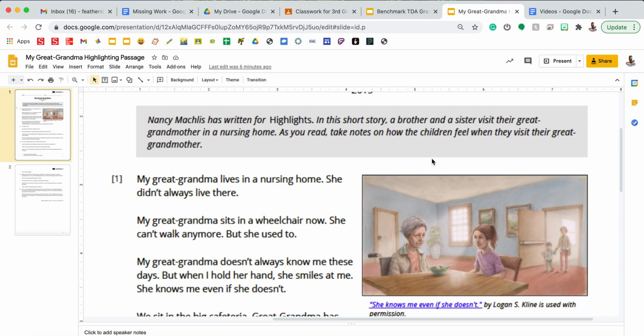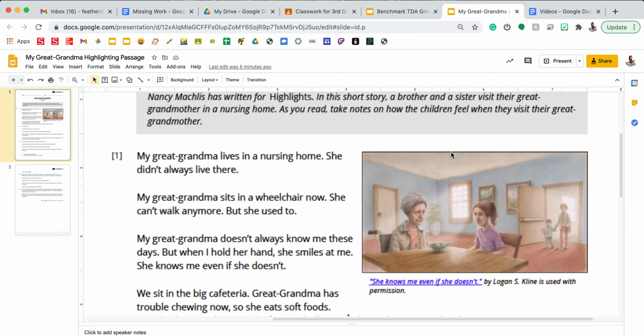The little gray box at the top just gives you a little bit of background about the author and the story. So it says, Nancy Matchless has written for Highlights. In this story, a brother and sister visit their great-grandmother in a nursing home. As you read, take notes on how the children feel when they visit their great-grandmother.